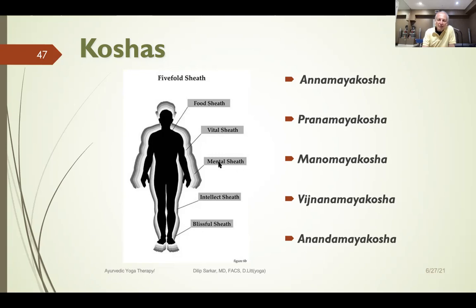Then comes your mind. It's called Manomaya kosha. Mano is the mind. When the mind gets properly processed, then it becomes your intellect. Vijnanamaya kosha is called your intellectual sheath. When the intellectual sheath gets more processed, it's called Anandamaya. Ananda is your blissful state. So what does it have to do with yoga?